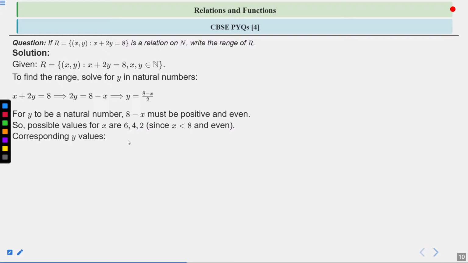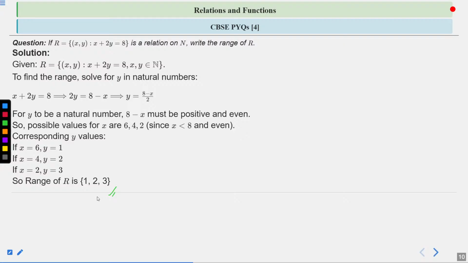So the corresponding values of y will be: for x = 6, y = 1. For x = 4, y = 2. And for x = 2, y = 3. So the range of R is basically 1, 2 and 3. Got it? Okay.